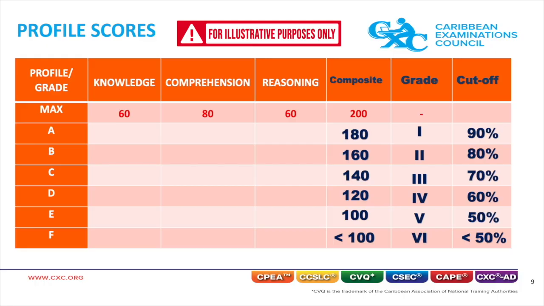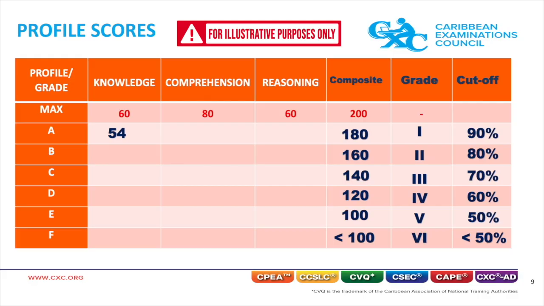So now that we have established the maximum score for each profile, the max row, and we have established the cutoffs for each grade according to the columns composite, grade, and cutoff, we need to complete the table by establishing the minimum for each profile grade. For the knowledge profile, profile grade A has a minimum of 90% of 60, which is the cutoff associated with grade 1 times the profile max, giving us 54 marks.